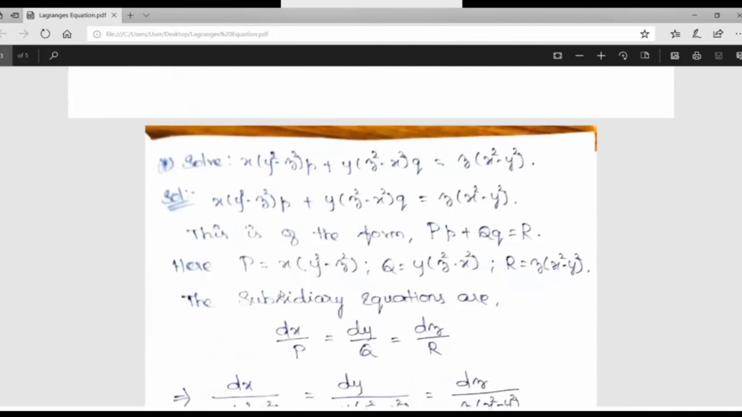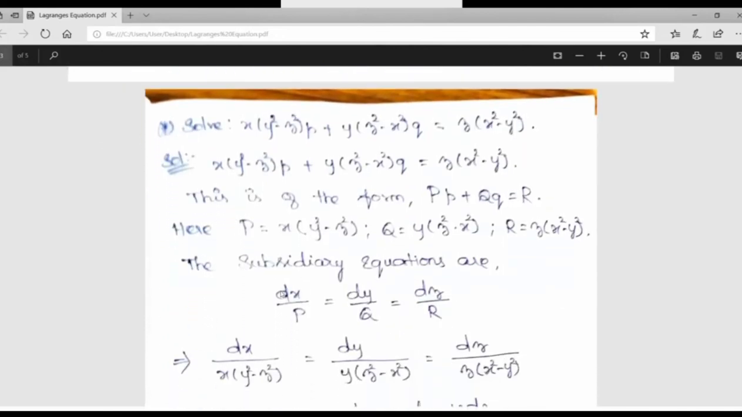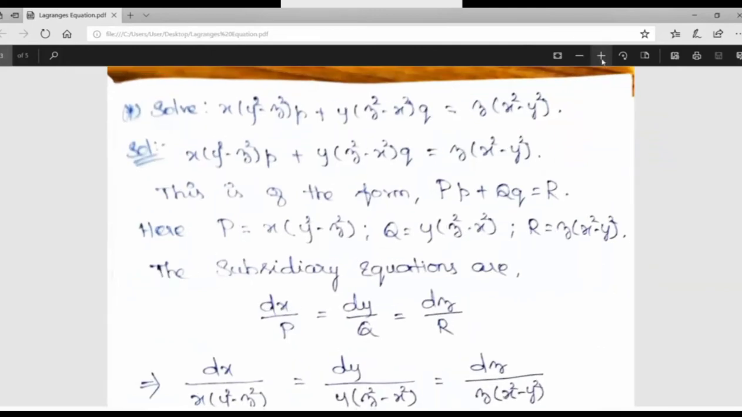Next, we can see the method of multipliers. Instead of grouping, where any two terms we can combine directly, multipliers means we can multiply any terms in both the numerator and denominator to get our solution. So we will be seeing how we are going to get this one.